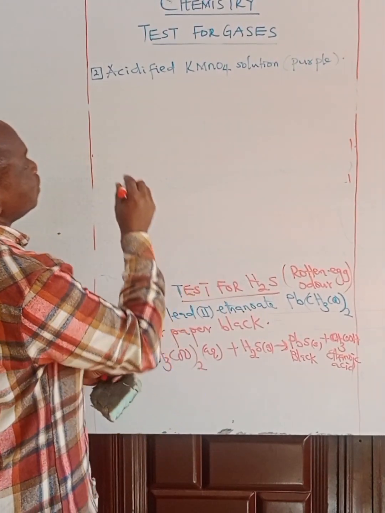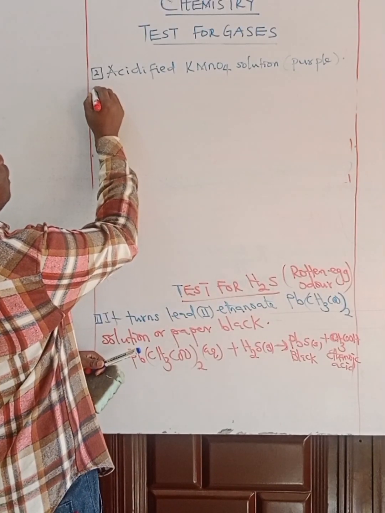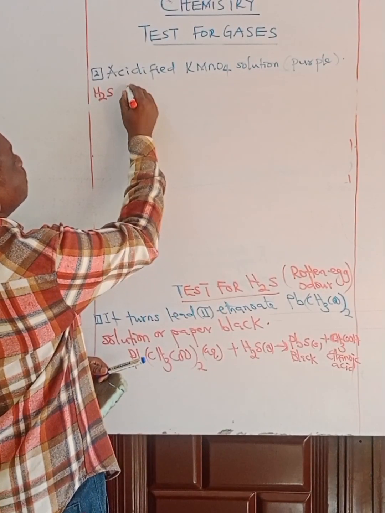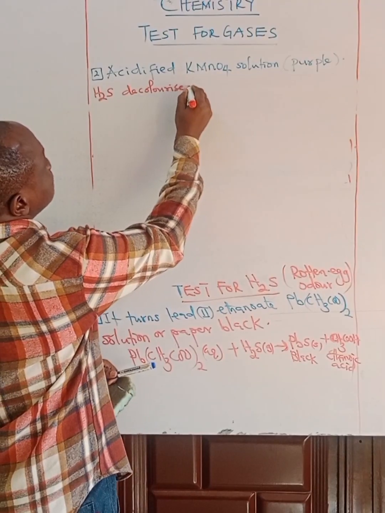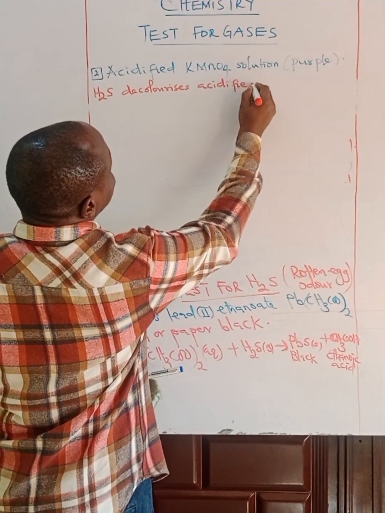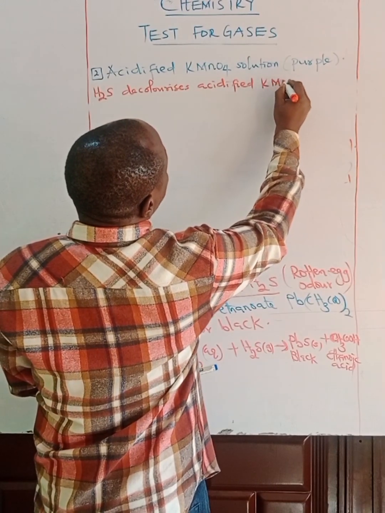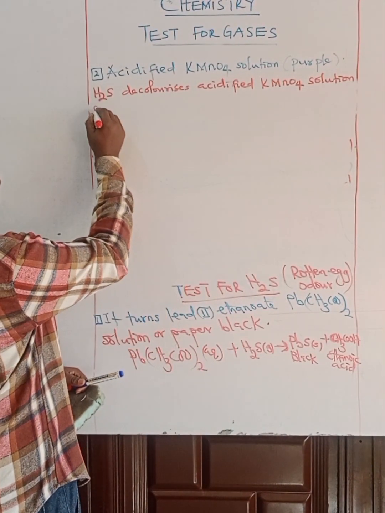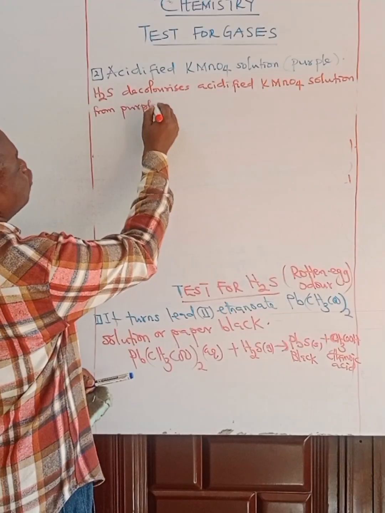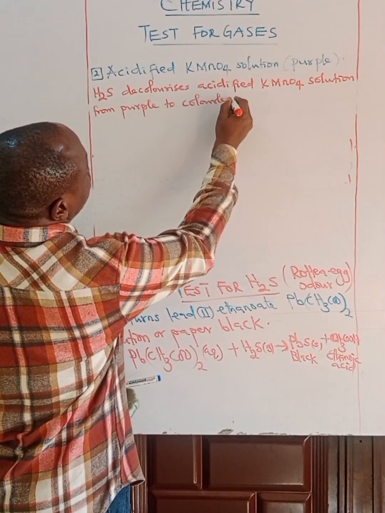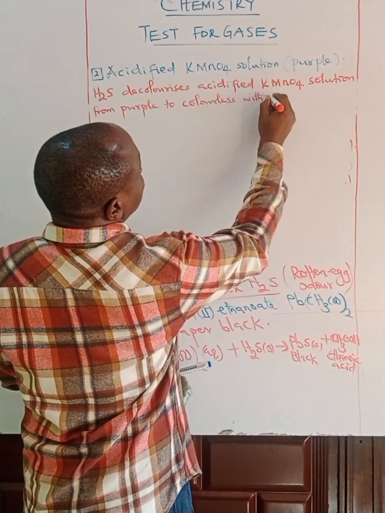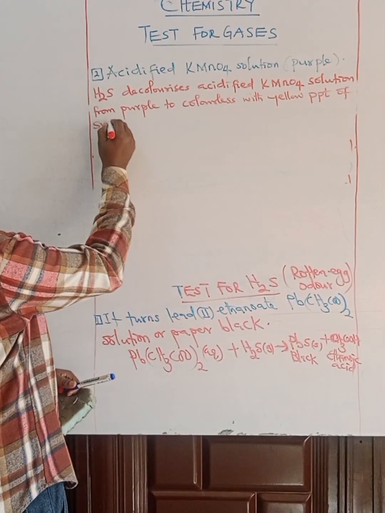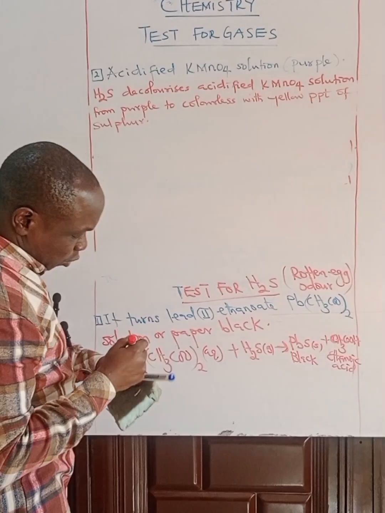How do we use it? Acidified KMnO4: hydrogen sulfide gas reduces or decolorizes acidified KMnO4 solution from purple to colorless, with a yellow precipitate of sulfur. This is another fine test for hydrogen sulfide.